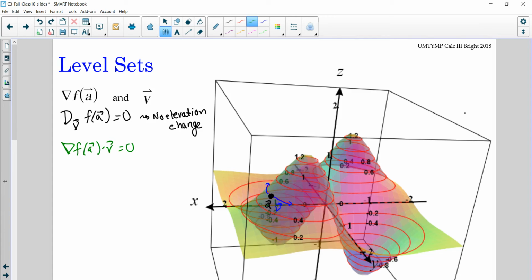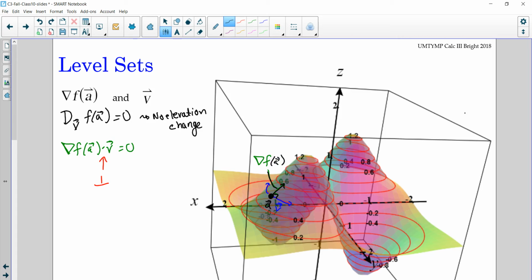So then I can say that if I look at the gradient vector, by the definition of the dot product, this should be perpendicular. So when I look at that on a graph, the gradient vector should be perpendicular, and so it's going to be pointing across to the next level set at a right angle. And that would be the gradient of f at a.